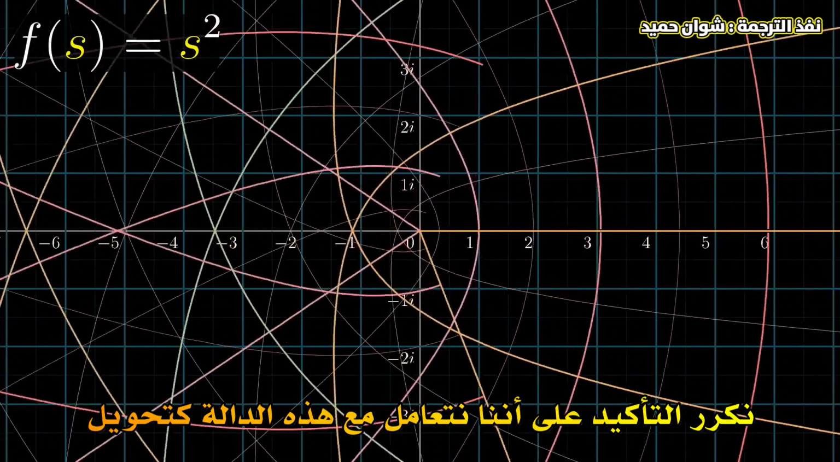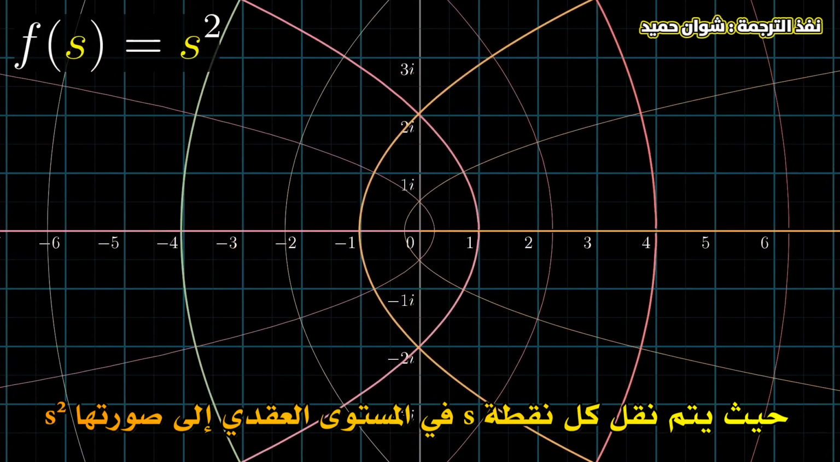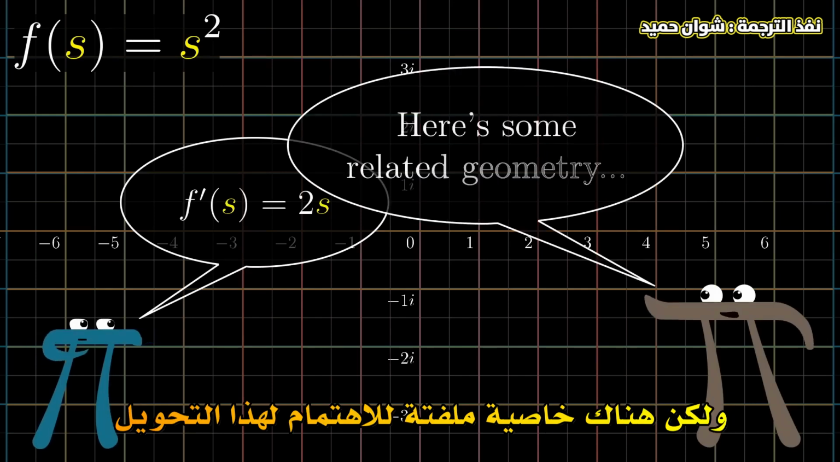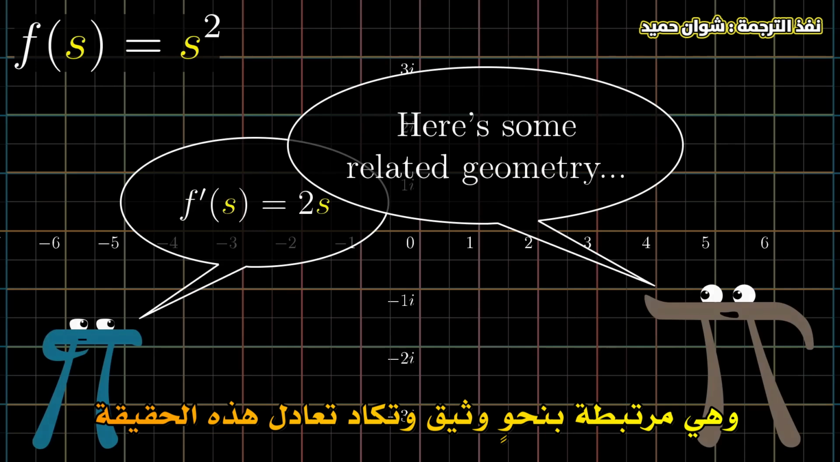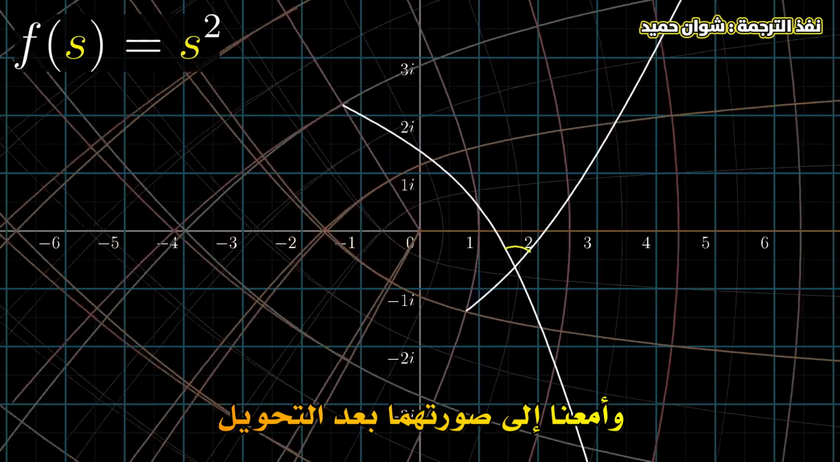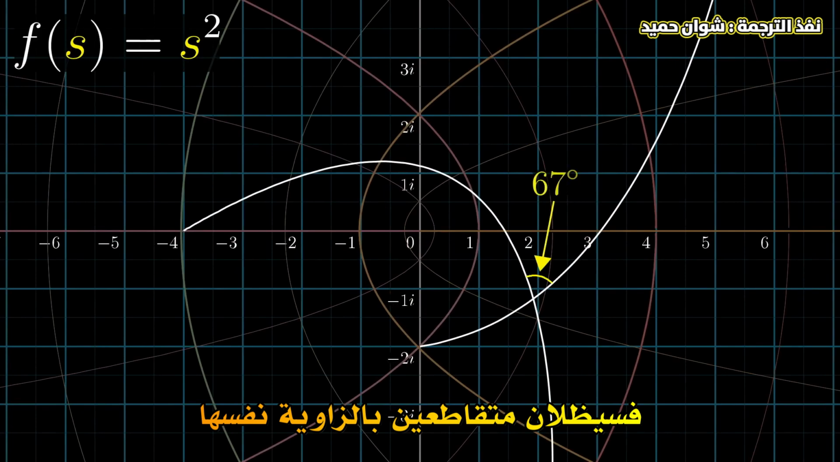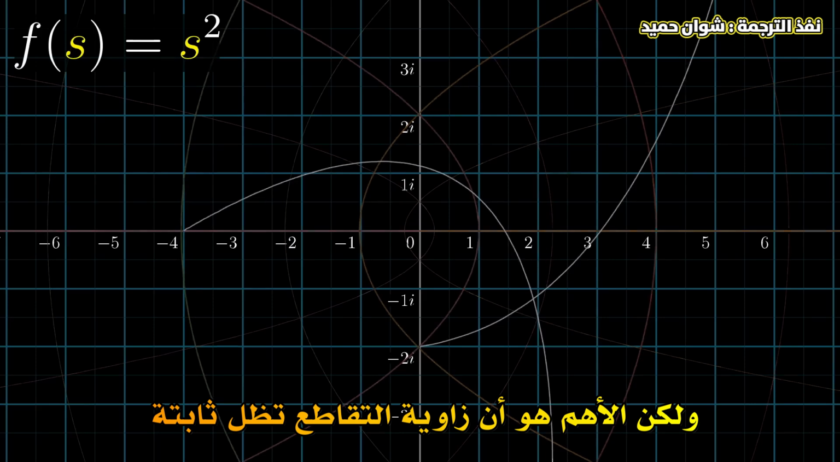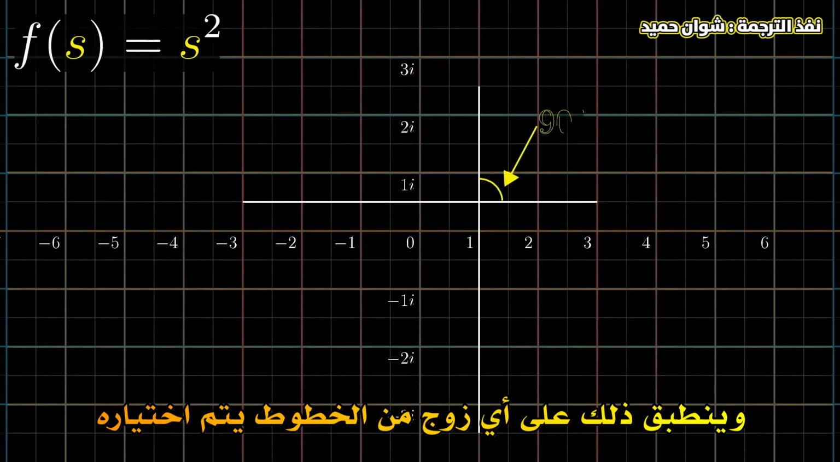Again, we think of this function as a transformation, moving every point s of the complex plane over to the point s². For those of you who know calculus, you know that you can take the derivative of this function at any given input. But there's an interesting property of that transformation that turns out to be related and almost equivalent to that fact. If you look at any two lines in the input space that intersect at some angle, and consider what they turn into after the transformation, they will still intersect each other at that same angle. The lines might get curved, and that's okay, but the important part is that the angle at which they intersect remains unchanged. And this is true for any pair of lines that you choose.